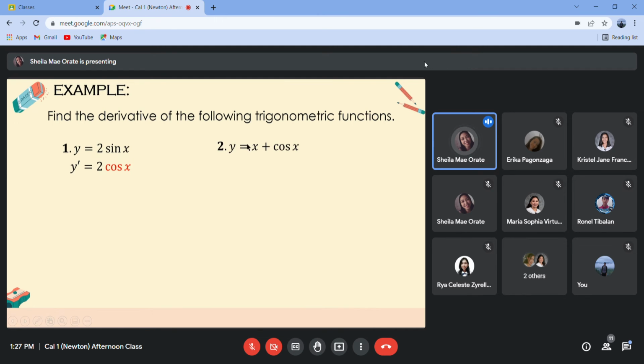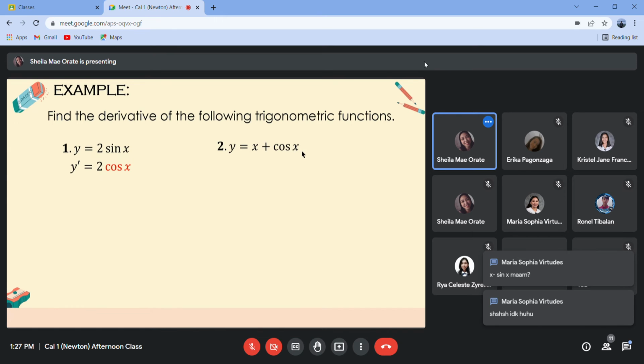Now how about this one? What if we have x plus cosine x? We have here x plus cosine x. Now, what do you think is the derivative of our function here? Okay, so we have 1 minus sine x.